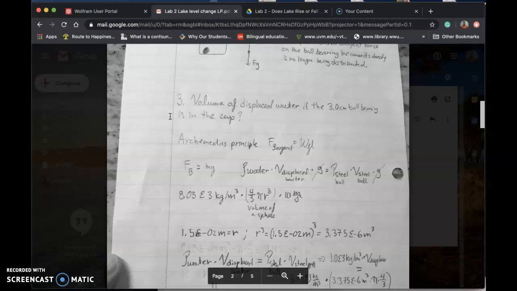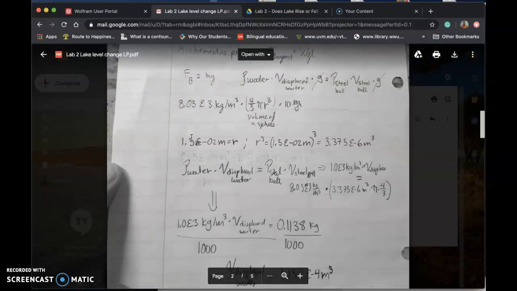From there, we get 8.05 E3 kilograms per meter cubed times 4 over 3 pi r cubed times 10 meters per second squared. And we know that the radius is half of 3 centimeters, which is 1.5 E minus 2 meters. And if we cube that, we get 3.375 E minus 6 meters cubed.